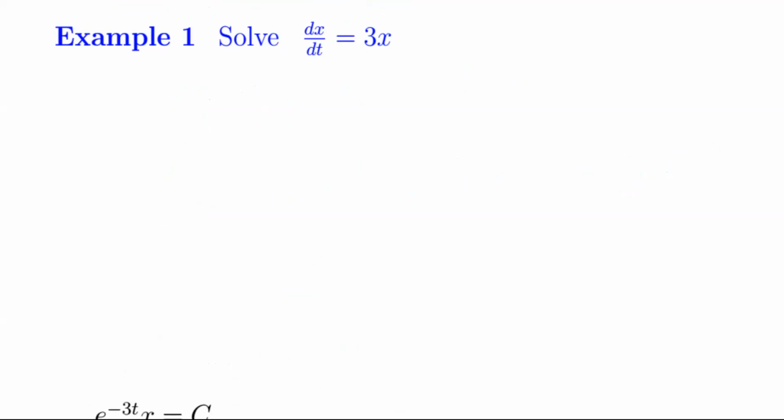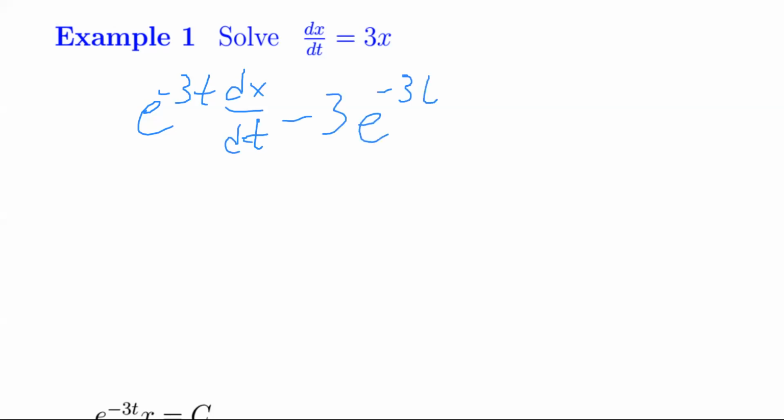So this becomes e to the negative 3t times dx dt, and minus 3e to the negative 3t x is equal to 0. And we have to multiply this term by e to the negative 3t as well. But that's 0 times e to the negative 3t, so that's just 0.